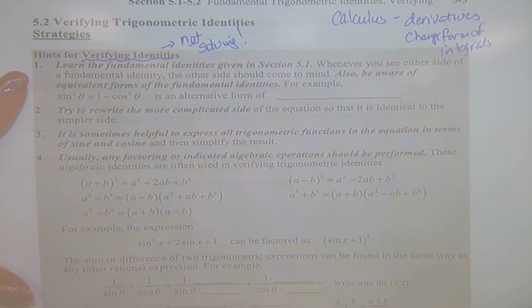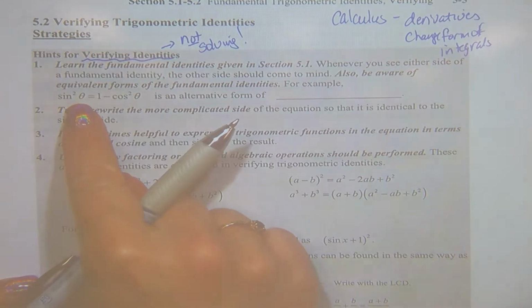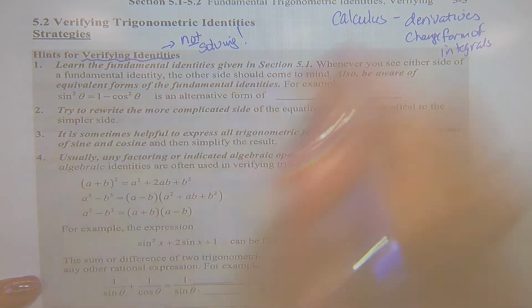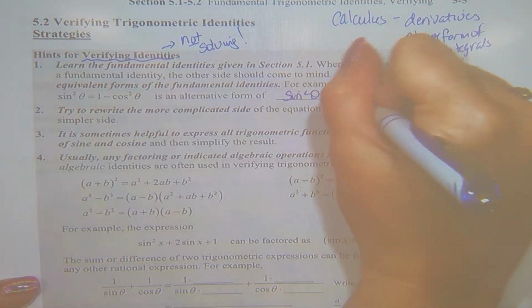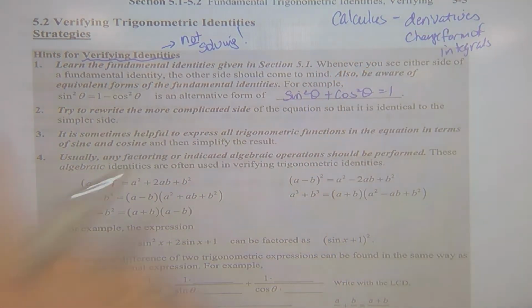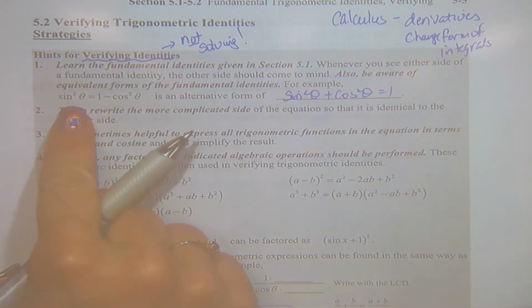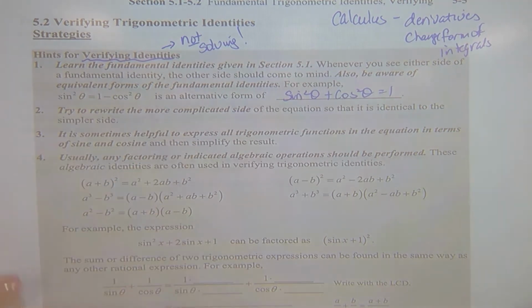Okay, one way to go: learn those fundamental identities that we talked about in section 5.1. Get familiar enough with them so that whenever you see either side, you think about that other side, and be aware of equivalent forms of those fundamental identities. For example, this is just my main Pythagorean identity: sine squared theta plus cosine squared theta equals 1. This is just an alternate form. We used that in the notes for 5.1.